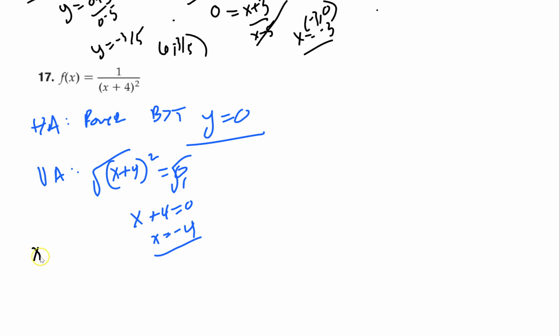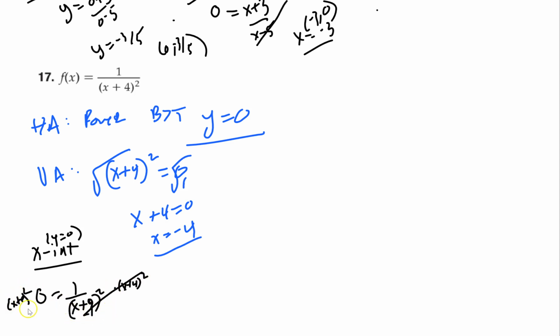So again, x-intercept, right, you set y equal to 0. So I'm going to get 0 equals 1 over x plus 4 squared. And remember the way we solve this? We multiply both sides by the bottom. Well, what happens here is everything kind of cancels out.